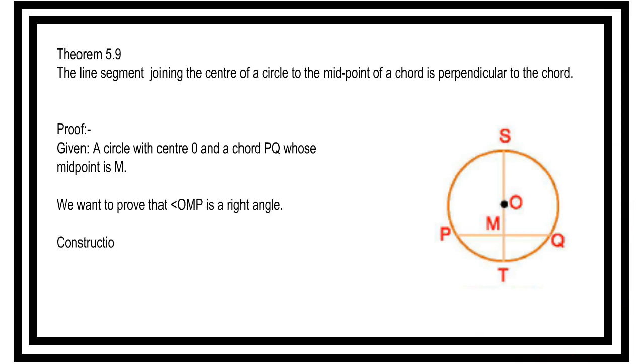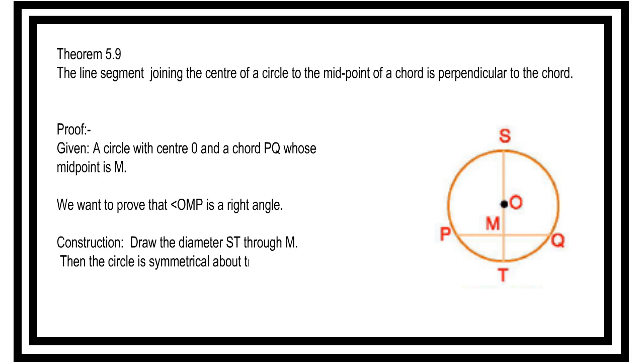Construction: Draw the diameter ST through M. Then the circle is symmetrical about the line ST. But PM equals QM. So, ST is the perpendicular bisector of PQ.